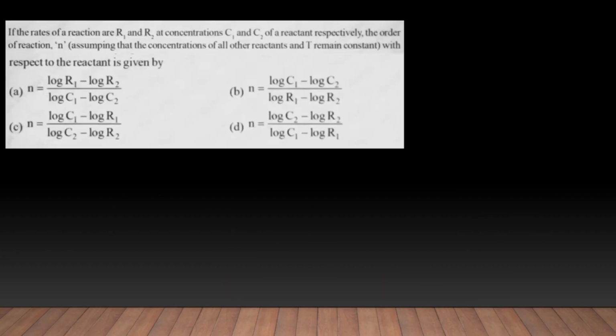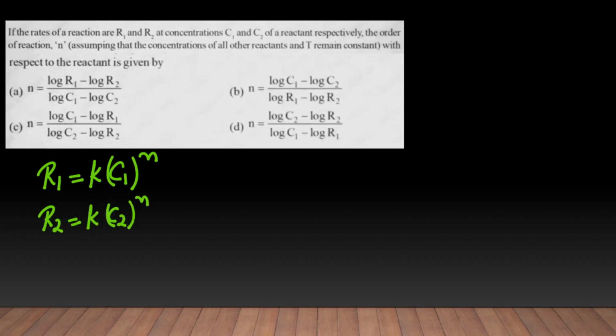Next is this question. The rate of a reaction is R1 and R2 at the concentrations C1 and C2 of the reactants respectively. The order n of the reaction with respect to the reactant is given by? So R1 rate will be equal to the rate constant K into the concentration C1 raised to the power of n. R2 rate expression will be rate constant K into C2 raised to the power of n. Take the ratio of R1 upon R2. This is equal to C1 upon C2 raised to the power of n, right?